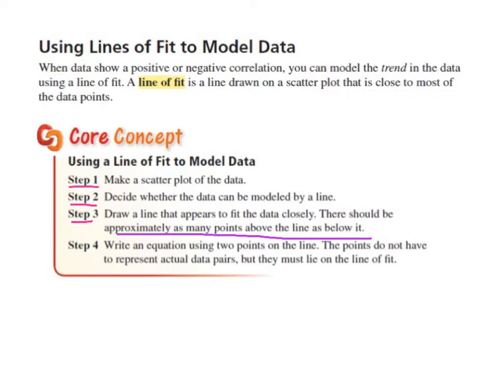And step 4 is to write the equation of the line that we drew. Right? We already know how to write the equation of a line as long as we can pick 2 points that are on that line. The points do not have to be actual data pairs, but they have to be on the line that we drew. So if we go through those 4 steps using an example.